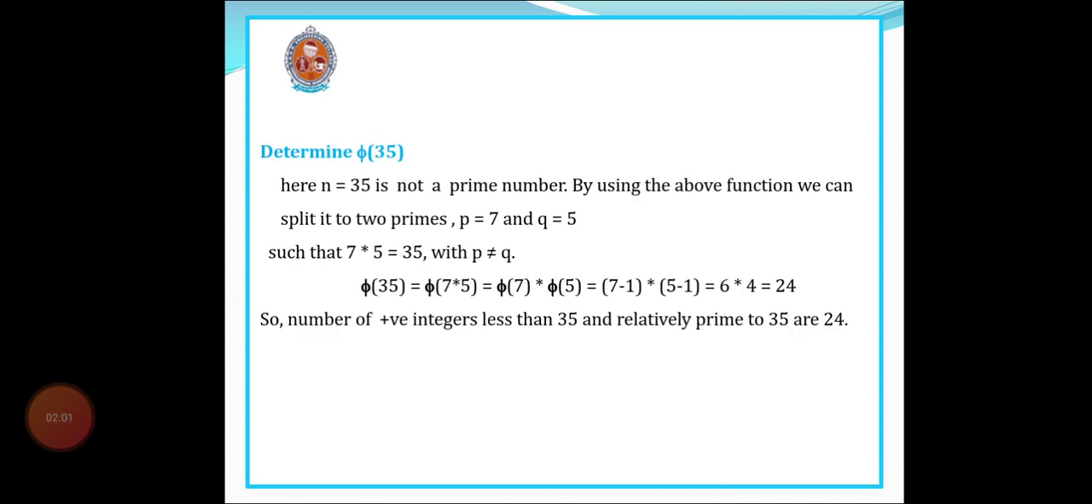Now determining phi of 35. Here n value is 35, which is not a prime, and we can write 35 equals 7 into 5. Here 7 and 5 are two prime numbers. So phi of 35 equals phi of 7 times phi of 5. That is equal to (7 minus 1) times (5 minus 1), that is equal to 6 times 4, that is equal to 24. So the number of positive integers less than 35 and relatively prime to 35 is 24.